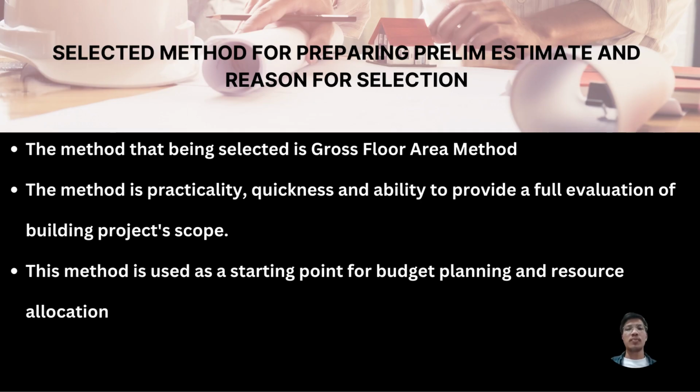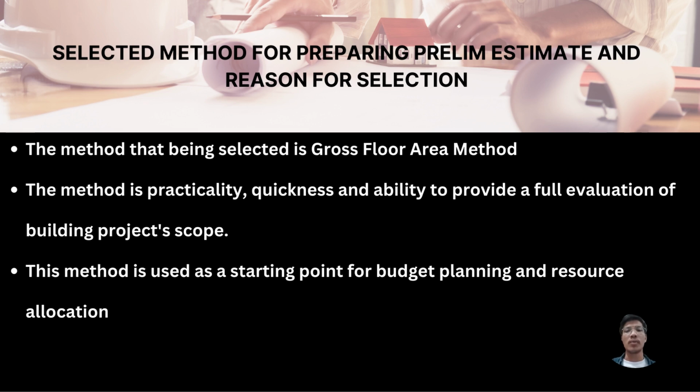During the preparation of a preliminary estimation cost for this project, the estimation method used is the gross floor area method. The process involves measuring the gross floor area and multiplying it by the stories of the building without any deduction that needed to be made. We are using this method because of its practicality, quickness, and ability to provide a full evaluation of the building project scope.